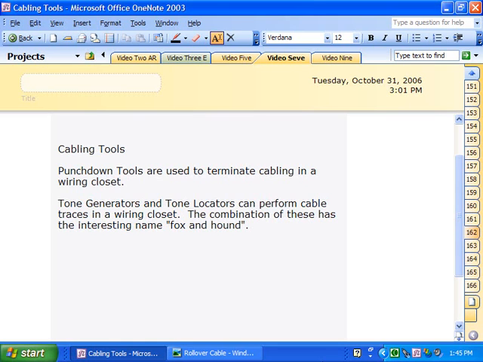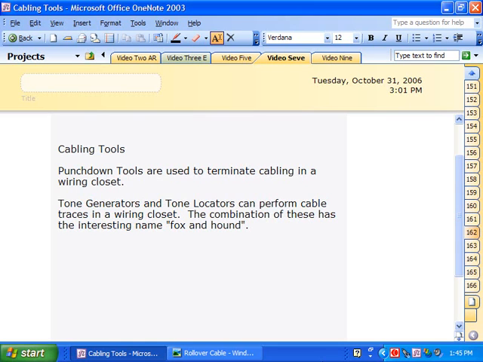A couple of tools that we can use there are a tone generator and a tone locator. And those can perform cable traces in a wiring closet. Now, I don't know who came up with this name. I think this is great. The combination of a tone generator and a tone locator is known as fox and hound.